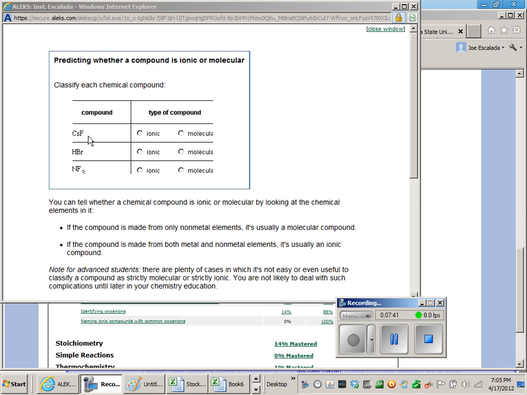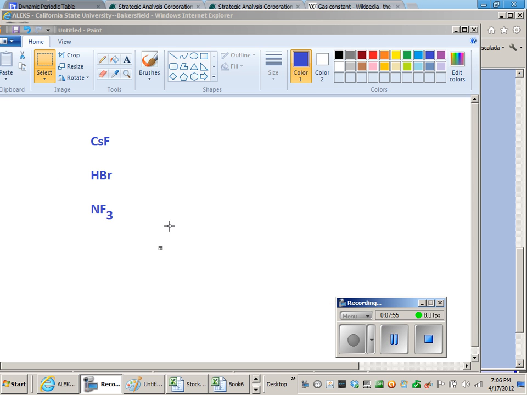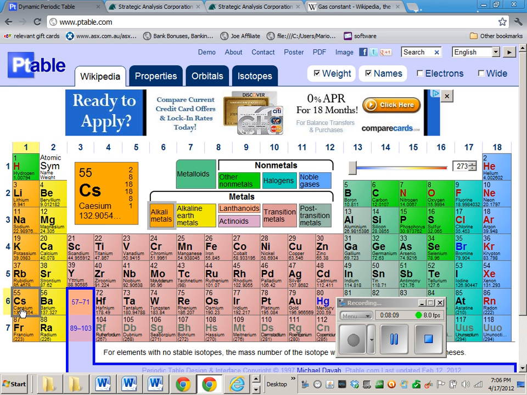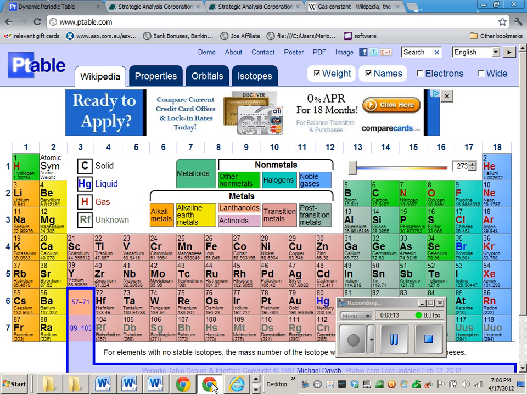Okay. So in ALEX, you're given these different molecules: cesium fluoride, HBr, and nitrogen trifluoride. So we can figure out whether or not these are ionic or molecular compounds. If I just look at the periodic table and figure out where these elements are, I would find that cesium is on the left side. It is a metal. So here's cesium. It's a metal. It's going to lose an electron. It's going to be positively charged.